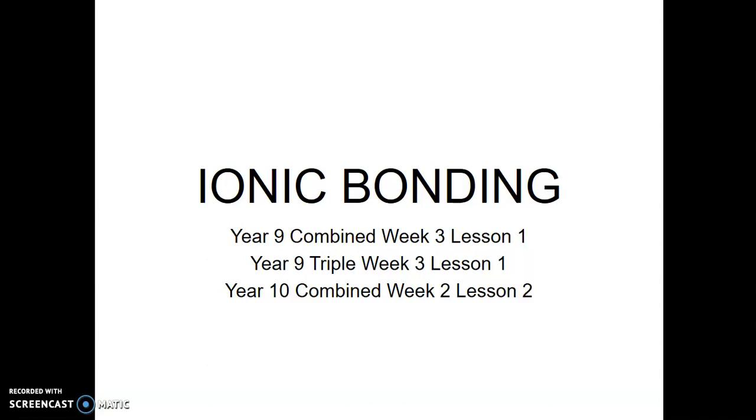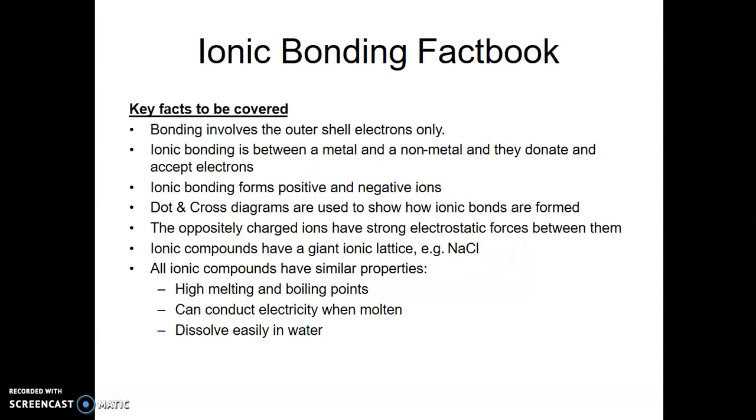Okay, as the title suggests, we're going to look at some of the key facts you need to be aware of to do with ionic bonding. These are the ones in your fact book. So the fact that all bonding involves the outer shell electrons only. We're going to look at ionic bonding in particular, how the ions form, how we can show this with diagrams, why this holds the compounds together, and we're going to look at some of the key properties of ionic compounds as well.